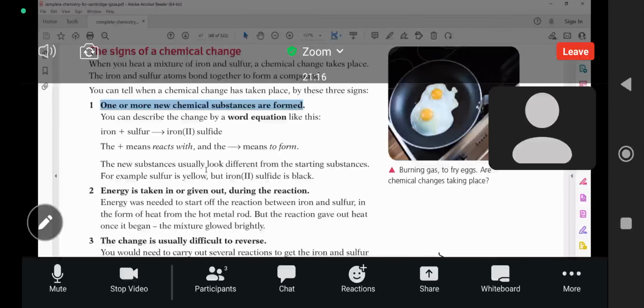For the starting substance, we call it reactant. Have you heard about this term, reactants? No. Okay. And the new substance is called products. Have you heard this? I didn't learn this, but I heard this word.